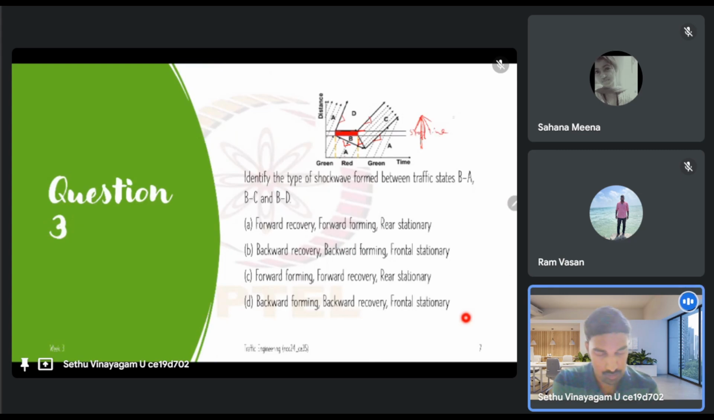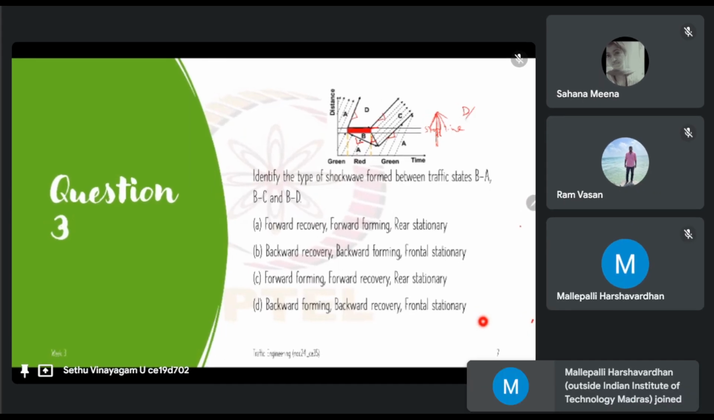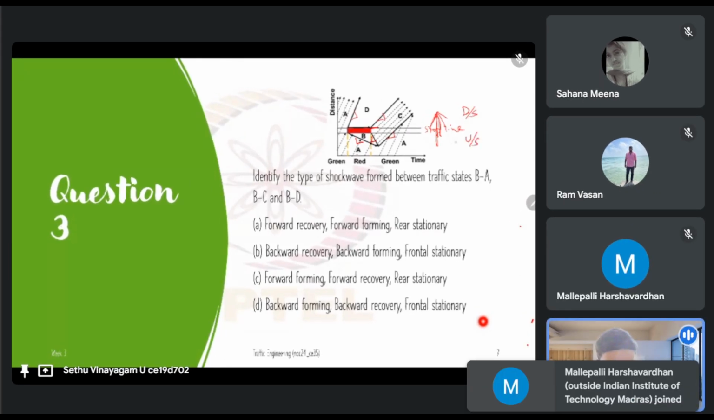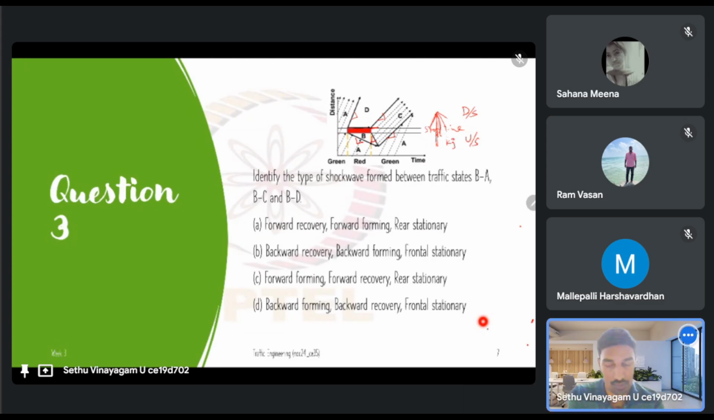So downstream is basically this side, and this is upstream. In the upstream side, you have jam density, right? During the red time, traffic state B is at high density, and traffic state A will be lower than your jam density. Whatever is approaching your signalized intersection is at a lower density.